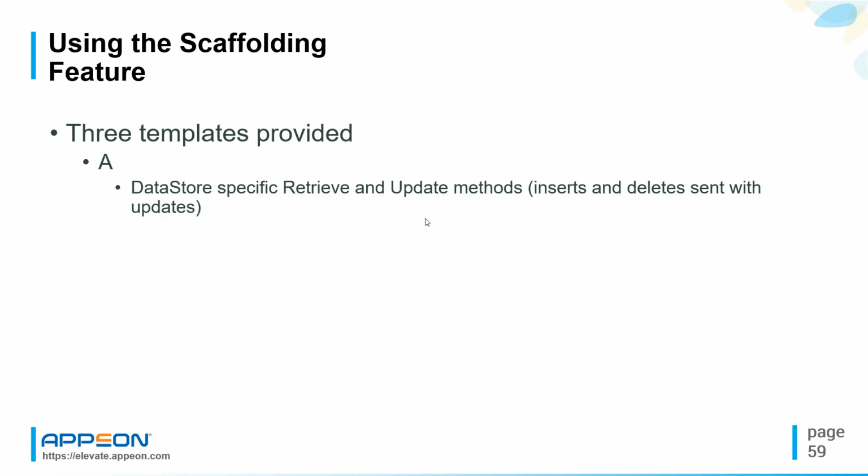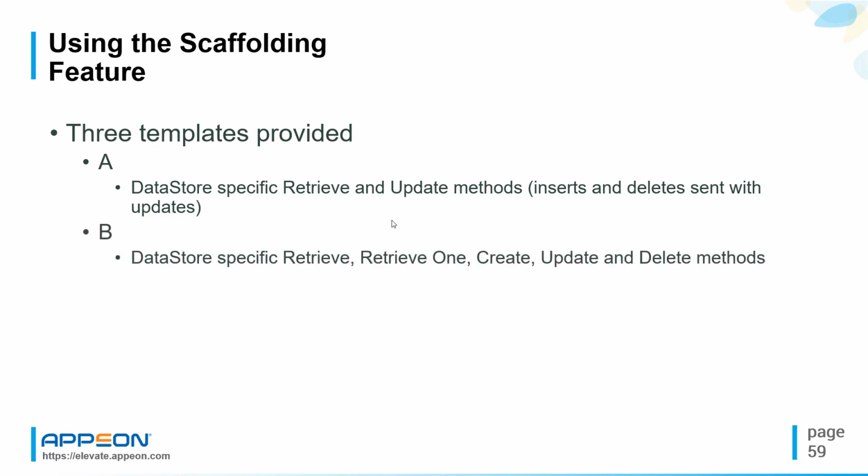We have a template B. B does not only the retrieve and updates, but also creates retrieve one, create and delete methods. So if you want to have calls to your service that do the adds and deletes separately, you can do that if you use template B.